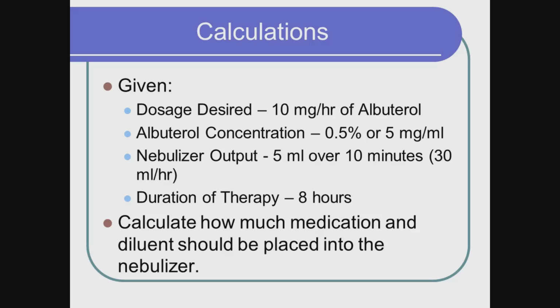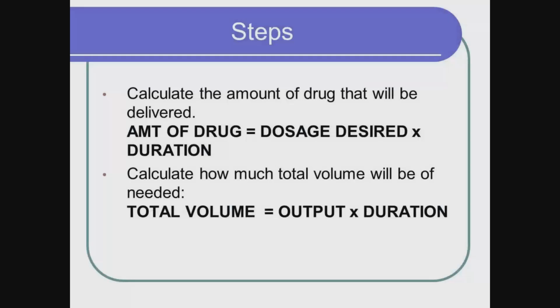So the doc wants 10 milligrams per hour for 8 hours. I've got a 0.5% solution in a nebulizer that can generate 30 milliliters per hour of nebulization. We need to calculate how much medication and how much diluent need to be placed together into the nebulizer. So let's go through the steps. First step, how much drug will be delivered? It's the dosage desired times the duration.